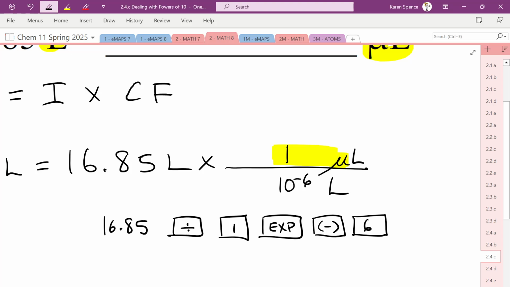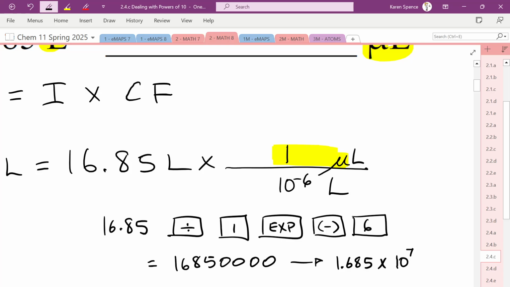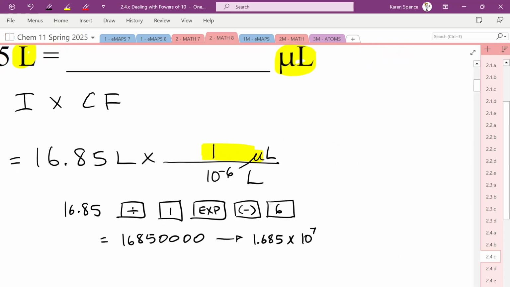16.85 divided by 1 times 10 to the negative 6 equals, and I get this great big huge number, 168500000. But I remember that on my calculator, I can press mode 89 and I get scientific notation. If you have not yet looked up how to go into scientific notation on your calculator, make sure you take the time to do that. Okay? So this is going to become 1.685 times 10 to the 7. Okay? So you can do it on your calculator. What if you didn't want to use your calculator? What if you forgot your calculator?